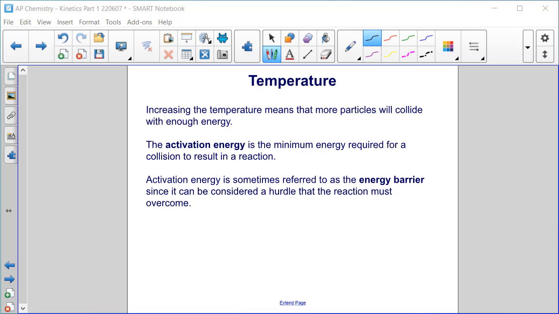Let's next discuss the effect of temperature. Increasing the temperature means that more particles will collide with enough energy for the reaction to proceed. So an important definition here is that of activation energy. The activation energy is the minimum energy required for a collision between particles to result in a reaction. It's sometimes also referred to as the energy barrier, since it can be considered a hurdle that the reaction must overcome. Without overcoming that energy barrier, the reaction will not occur.